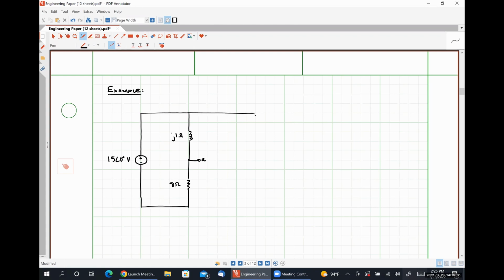And then we have this path out here to the right that contains a 4 ohm resistor connected to a minus j5 ohm capacitor. And then we have a terminal B here. And our goal is to determine the Thevenin equivalent voltage, VTH, with positive reference at terminal A, and our Norton current where the direction is to the right.